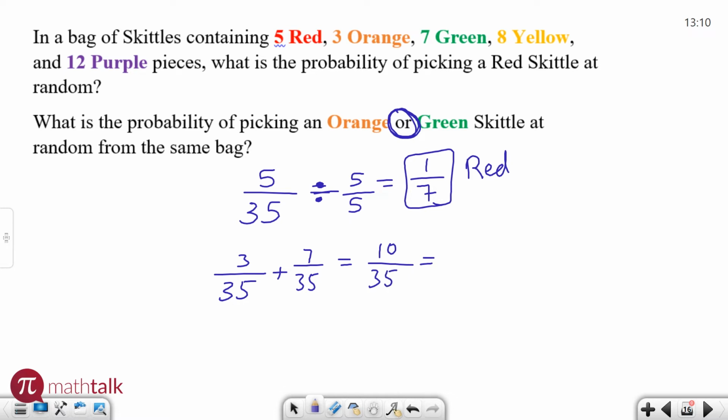And so again, I need to see if I can reduce my fraction at all, and it turns out I can. 10 can be divided by 5, just like 35. And when I do that, I'm going to get 2 out of 7. 10 divided by 5 is 2, 35 divided by 5 is 7. So for the probability of picking an orange or a green one, I'm actually twice as likely to get those than the red, because it's 2 out of 7 for orange or green. All right? Let's look at another example.